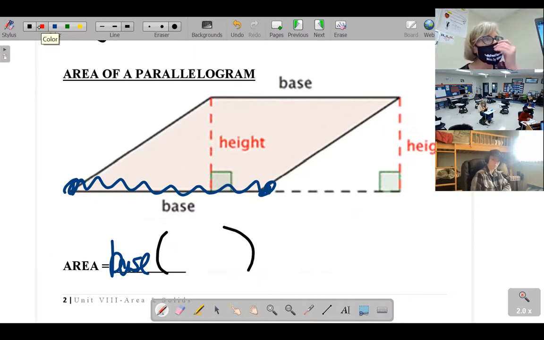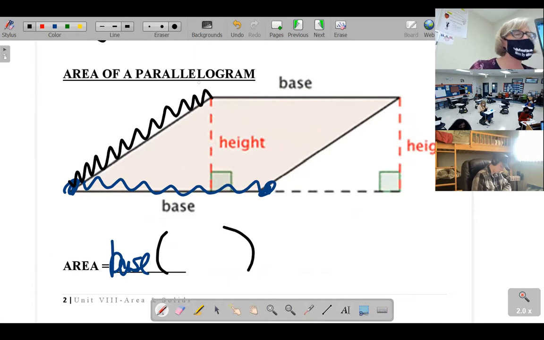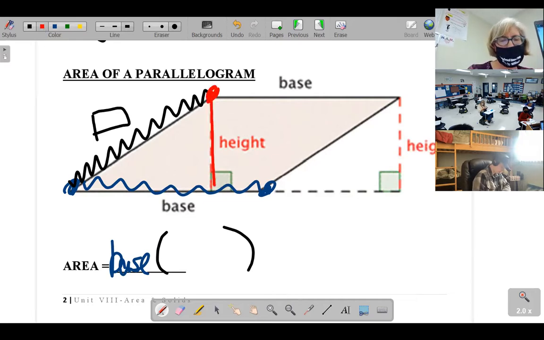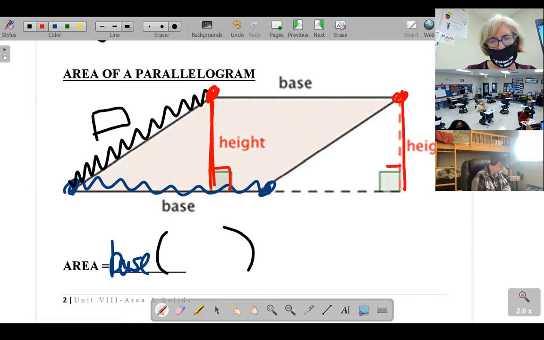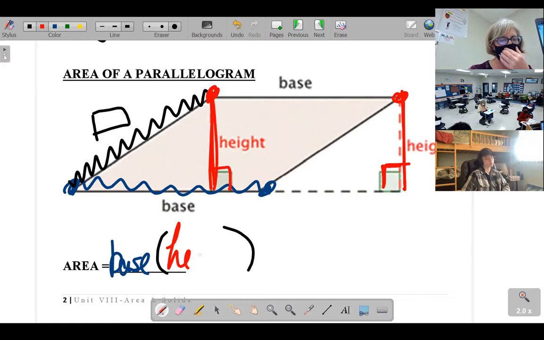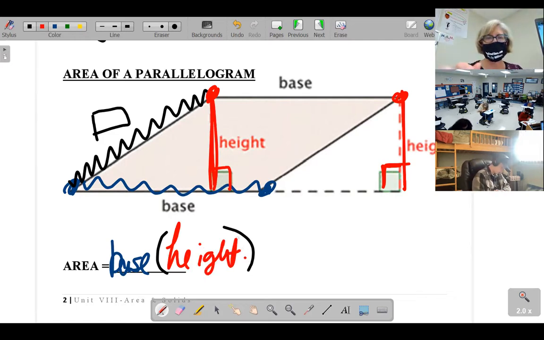Now, height always creates a right angle. So warning here, kiddos, this black squiggle is not the height because it doesn't make a right angle. On SATs, they love to give you the diagonal there to try to confuse you. The height, because it makes a right angle, you either drop it straight down from one corner, or drop it straight down from an outside corner, but it's straight down at a right angle. So base times height.